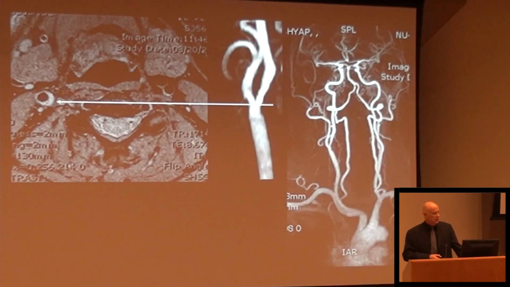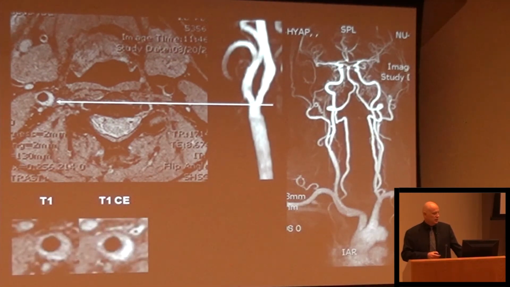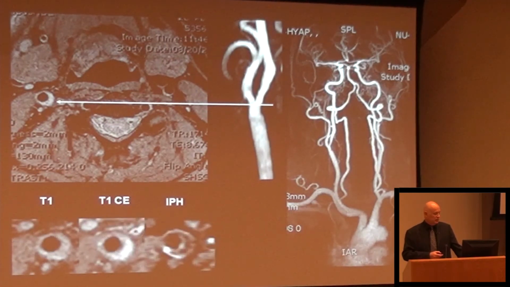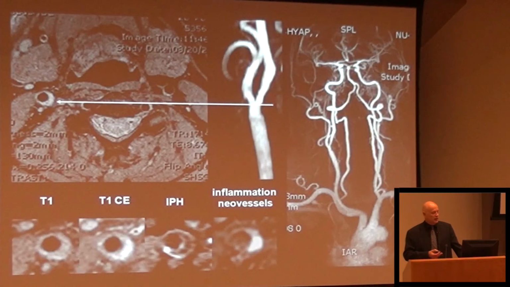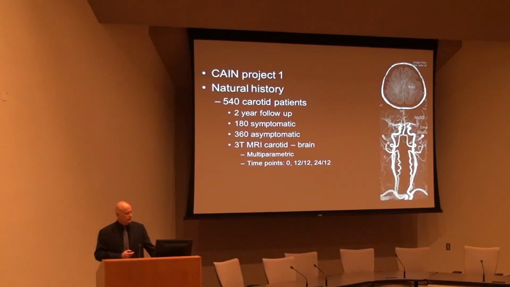But as you can see at the same level, we already have significant disease within the vessel wall. And then we can start using our different sequences to pull out different information at that same level, whether it's looking at inflammatory change or intraplaque hemorrhage, new vessels, at each slice through the carotid artery. CANE Project 1, which is mainly looking at natural history of atherosclerosis, is using the carotid bed as its test bed. We're looking to recruit 540 carotid patients, some symptomatic, some asymptomatic.